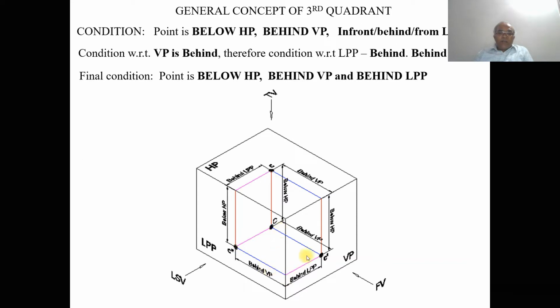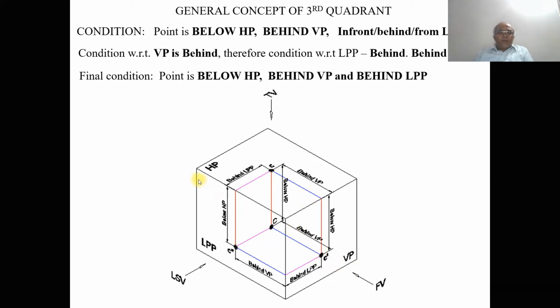And this behind LPP distance, when you look from the front view, you can see in the vertical plane. Similarly, when you look from the top view, you can see the distance behind LPP, which is seen here. So behind LPP is seen in both the vertical plane and the horizontal plane. Behind VP is seen in HP, that is in the top view, and below HP is seen in the front view, that is C dash.